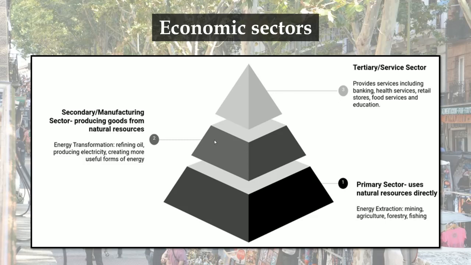The secondary sector involves activities regarding converting these raw materials obtained by the primary sector, these natural resources, into manufactured products. So it's the industrial sector, and also the building sector, the housing and infrastructure sector. This one is the secondary. And finally, the tertiary sector groups all the activities that provide services, for example, banking, health services, retail stores, food services, education, and a lot more activities. This is perhaps, well, in the developed countries, the most important sector.